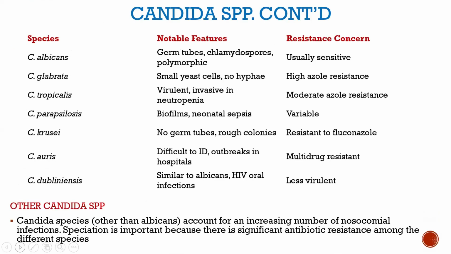I've been explaining Candida albicans throughout. It's not only Candida albicans that can cause disease. There are other Candida species, and they account for an increasing number of nosocomial infections. So these are other different Candida species. This is not found in the material, just extra knowledge I feel is going to be important for us. Just to let you know, it's not only Candida albicans. We also have Candida glabrata, tropicalis, parapsilosis, krusei, auris, and dubliniensis.